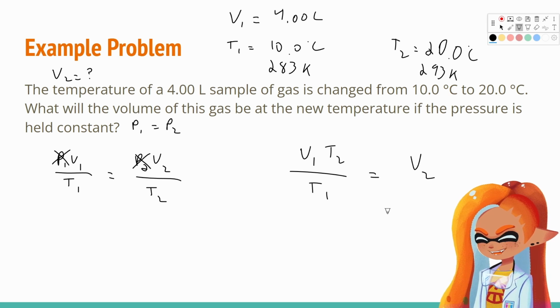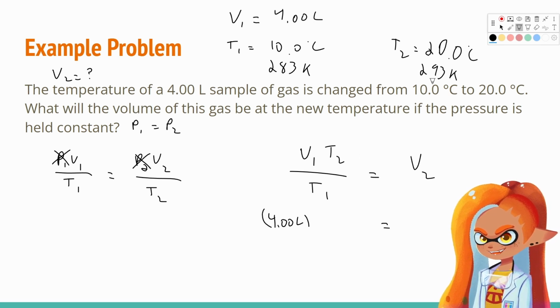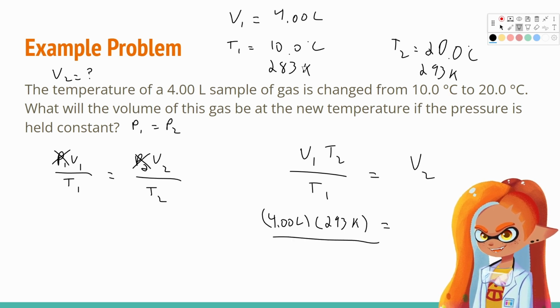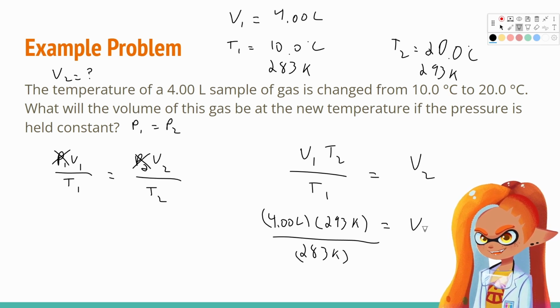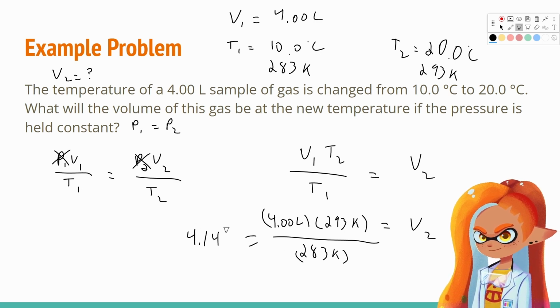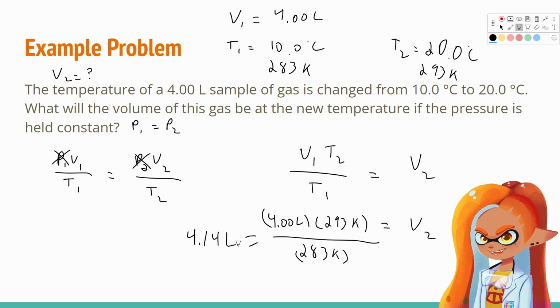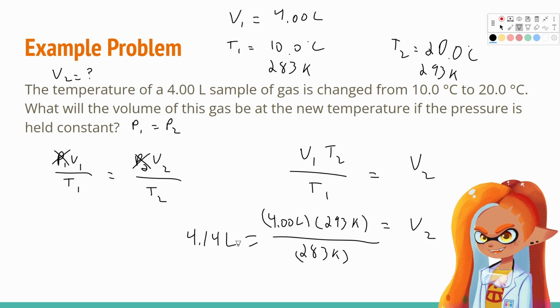And so I'm going to go ahead and just plug and chug. So my V1 is going to be 4 liters, as I have here. And then my second temperature was 293 Kelvin. And then my first temperature is 283 Kelvin. So again, that's going to be my V2. And so when I plug and chug, I get 4.14 liters. Now, I put this as 3 sig figs because all of the original values given in the problem were 3. As a reminder, temperature conversion is a definition, so that wouldn't count in sig figs, so keep that in mind. Cool.